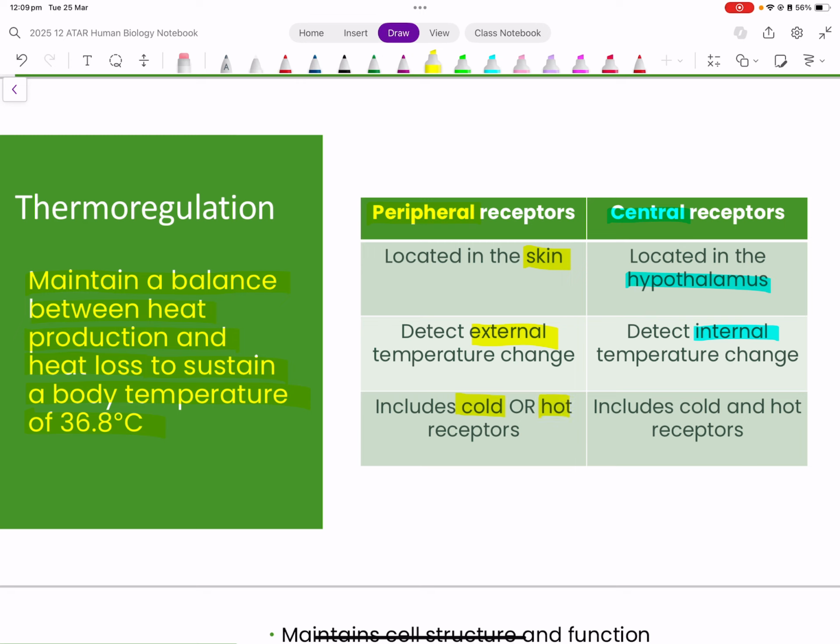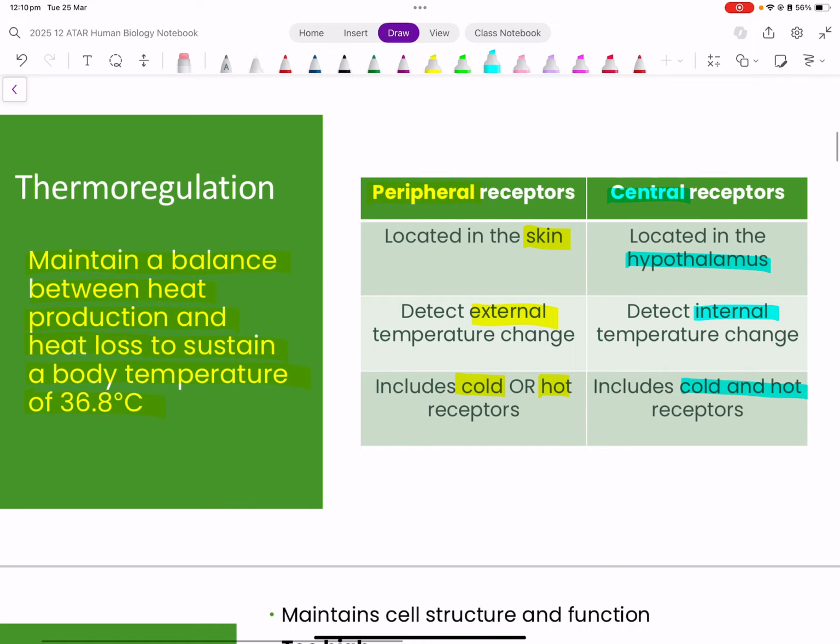Okay, so they are either sensitive to colder temperatures or warmer temperatures. Those found in the hypothalamus are sensitive to both hot and cold. Okay, sensitive to both increases and decreases in body blood temperature.